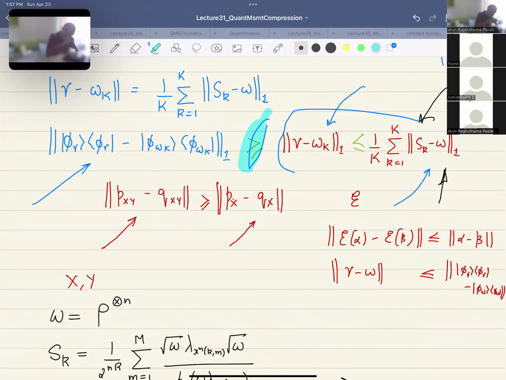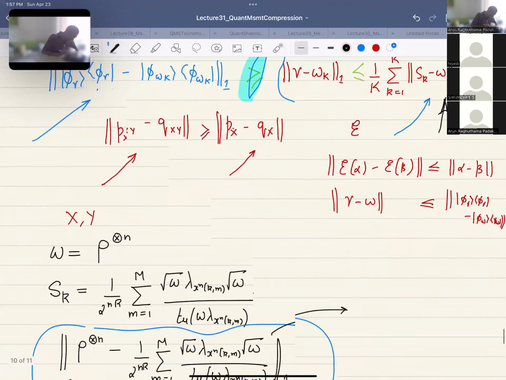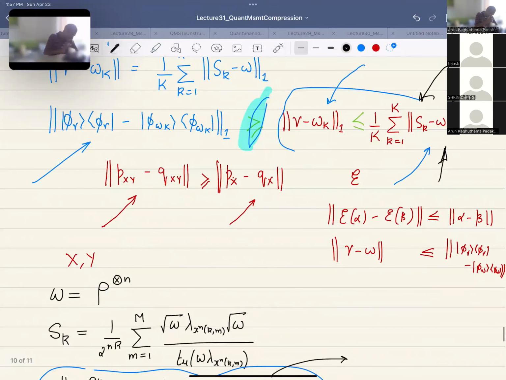It's extremely troubling. I spent a lot of thought on this, and it turns out you can show this is not true, but you can choose your purifications. Remember, if you rotate the reference space, it's still a purification. So I can take two states that are close.